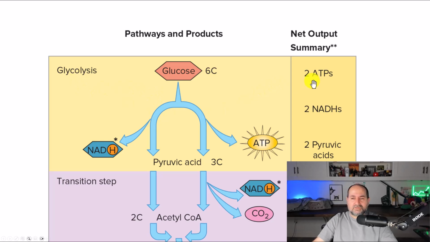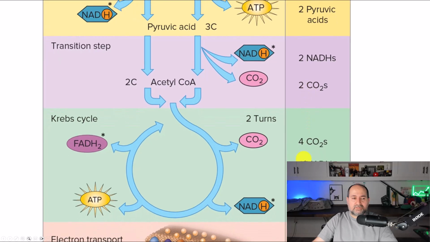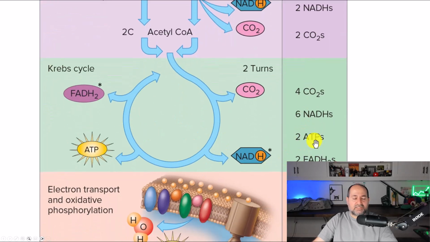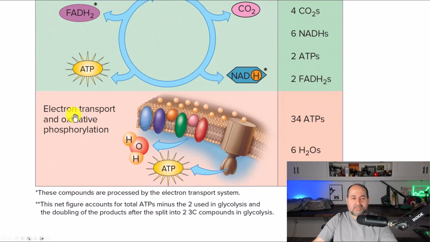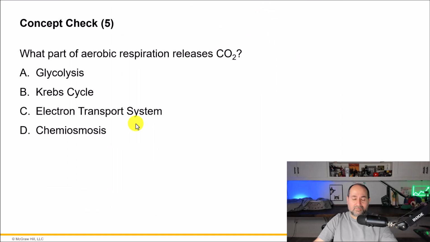During glycolysis, 2 ATPs are made by substrate-level phosphorylation. Then, during the Krebs cycle, 2 ATP are made by substrate-level phosphorylation as well. And then finally, during the electron transport chain and oxidative phosphorylation, remember by ATP synthase, 34 ATP are made there. So that should total to 38 ATP total. All right. And that leads to concept check number 5.